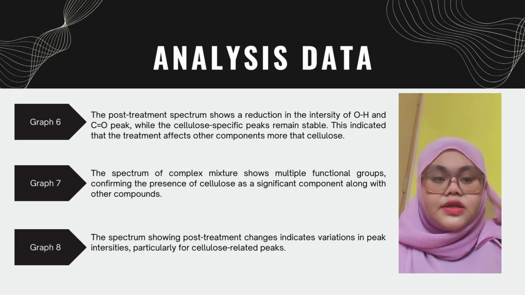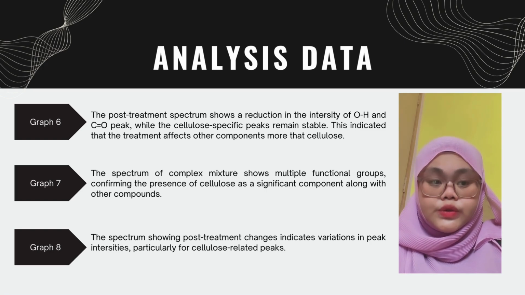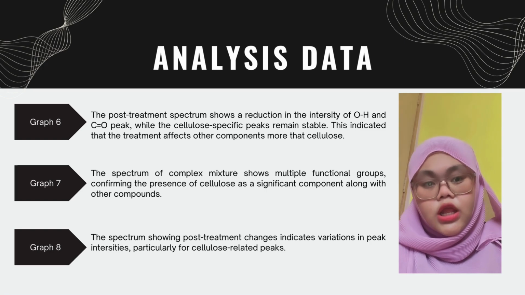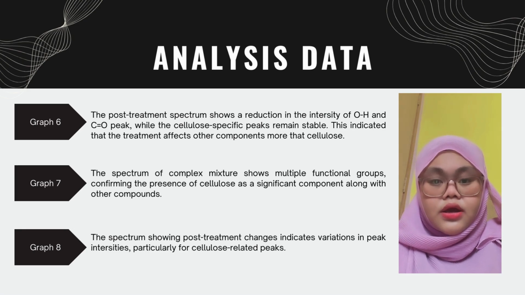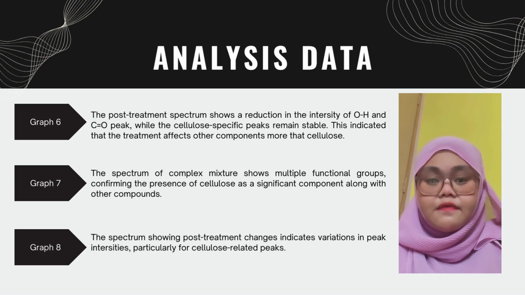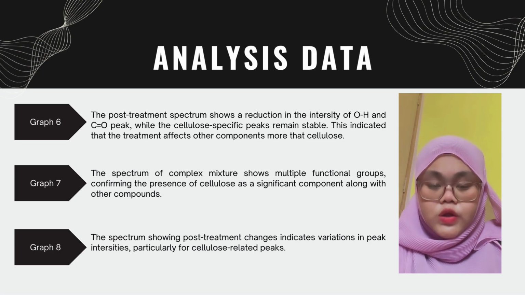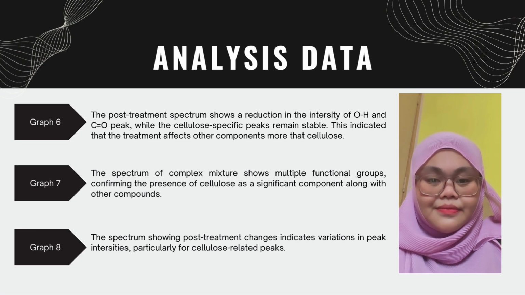Graph 7, the spectrum of a complex mixture shows multiple functional groups, confirming the presence of cellulose as a significant component along with other compounds. Graph 8, the spectrum showing post-treatment changes, indicates variation in peak intensity, particularly for cellulose-related peaks.